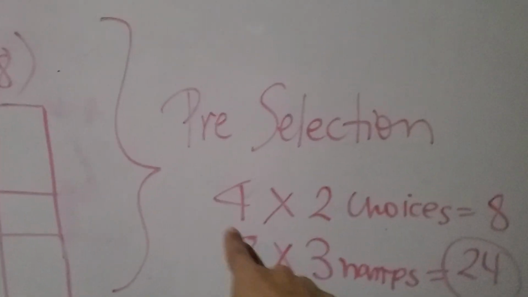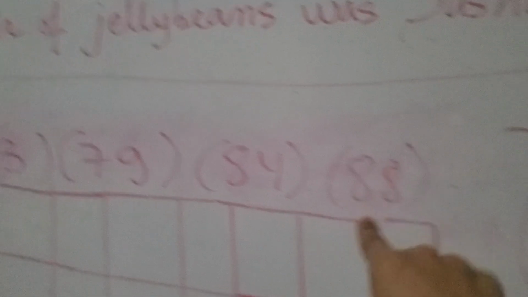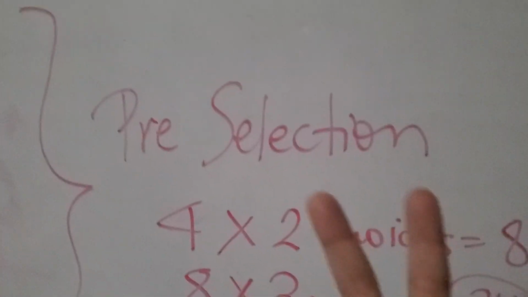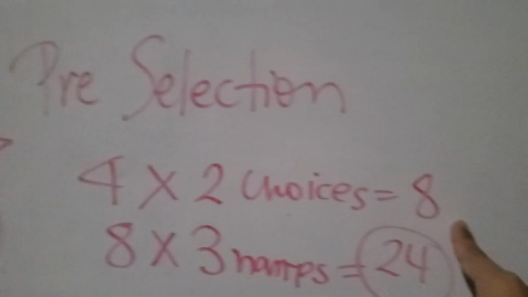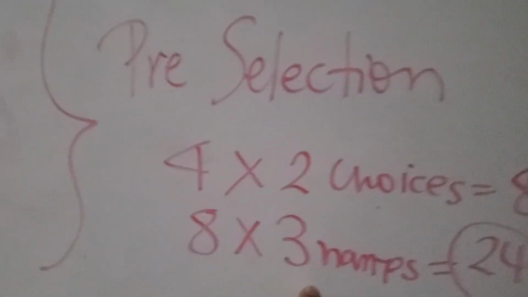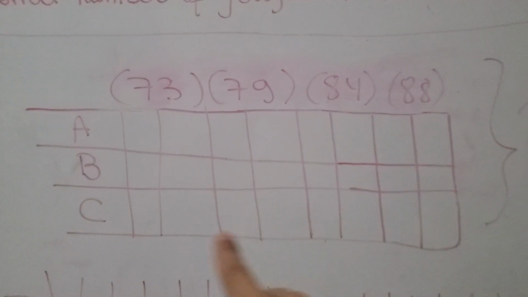It's called pre-selection. Now, if you have 4 numbers, 1, 2, 3, 4, times 2 choices, because it is minus 1 plus 1, that equals 8. And if you have 3 names, that will give you 24. This grid should have 24 numbers. Are we correct until that point? And if you count it, it actually has 24.